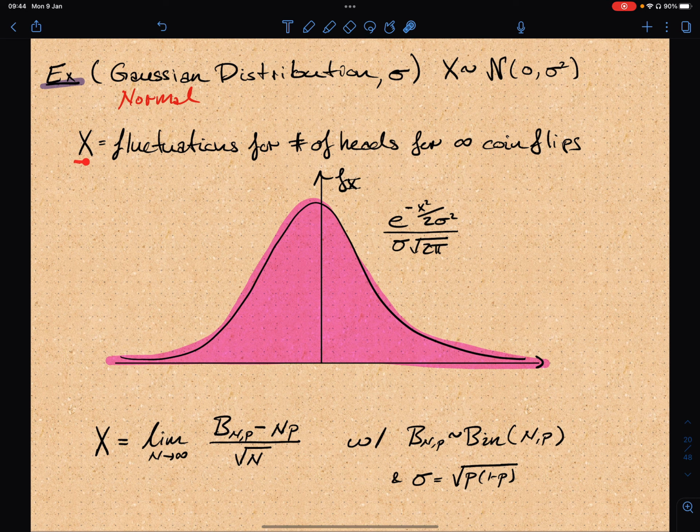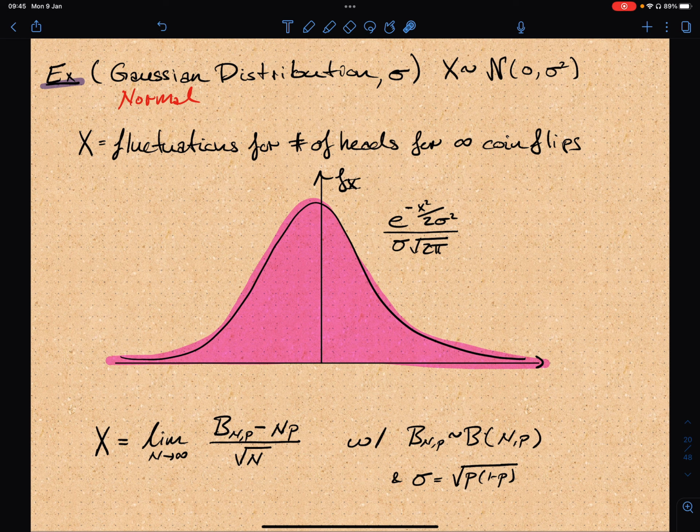And really, the interpretation of this random variable, if we go to the coin flip example, is that it's accounting for the fluctuation of the number of heads in infinite coin flips. And this is the distribution function. And here, if we take the binomial distribution, we said that the notation is just b and p. And you take the binomial distribution with np, and sigma is equal to this.